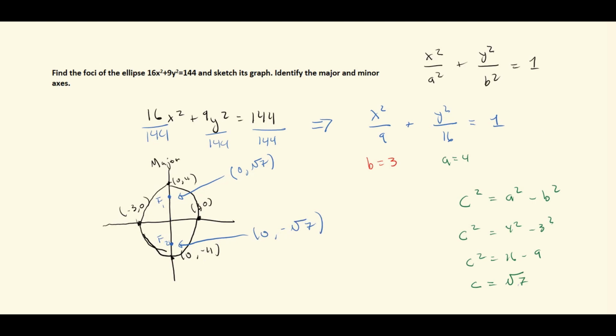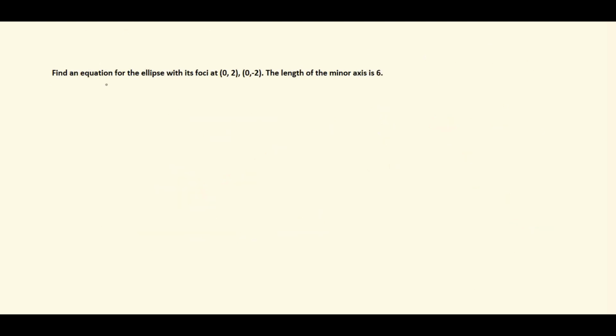Alright, let's take a look at another one. We're asked to find an equation for the ellipse with its foci at 0, 2 and 0, negative 2, and the length of the minor axis is 6. So let's go ahead and just make a sketch here. So it's 2 foci at 0, 2, which is on the y-axis, and 0, negative 2. Those are the 2 foci.